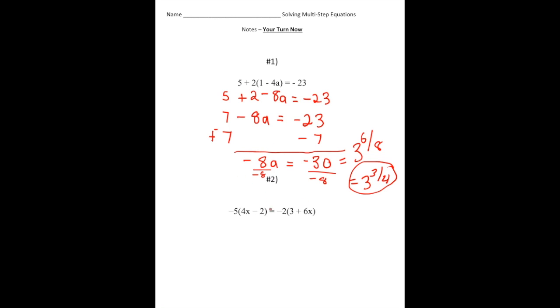All right, number 2 is a little bit more in length because, again, we need to simplify both sides. So -5 times 4x is going to be a -20x. And then -5 times a -2 is +10. And that's going to equal -2 times 3 is -6. And then -2 times 6x is -12x. All right, now notice we have a variable on both sides, so we need to eliminate one of them. So I'm going to add 20x to both sides.